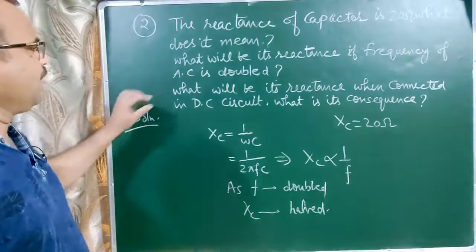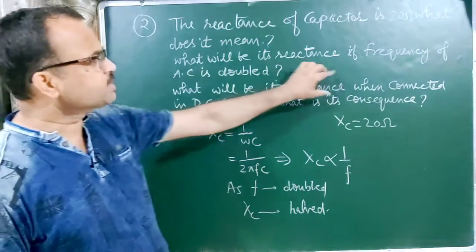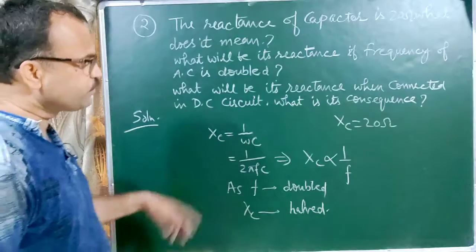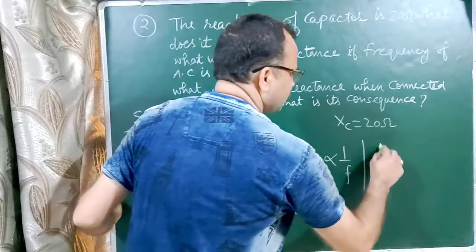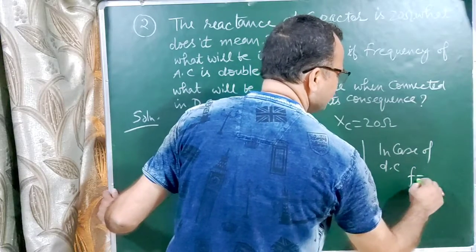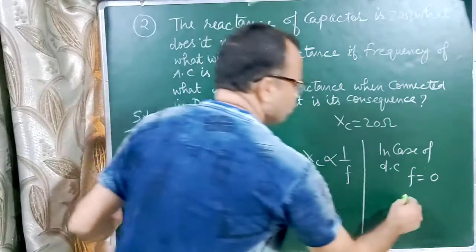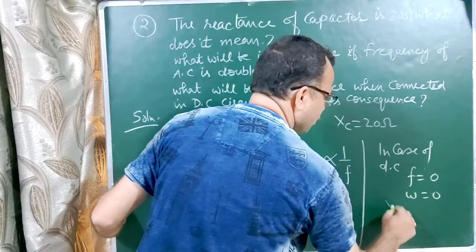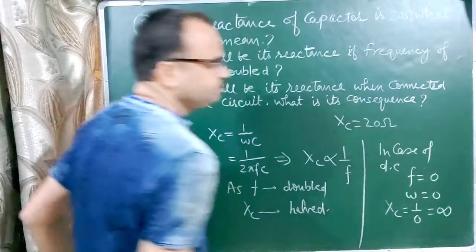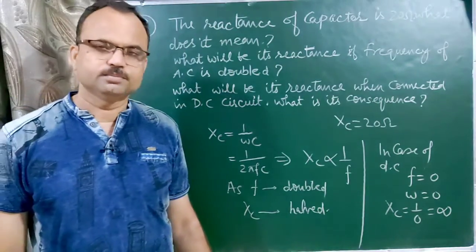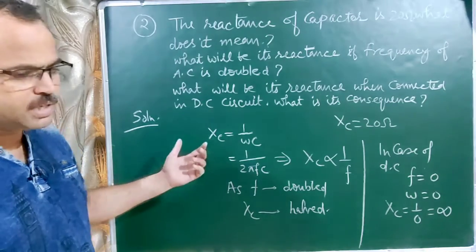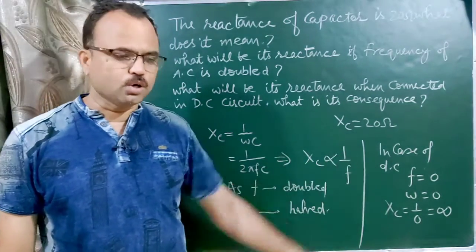Okay, and in third part, what will be reactance when connected to DC circuit? So as we know that in case of DC, f is equal to 0, omega is also equal to 0, and XC is equal to 1 upon 0, which means infinite, right? It means a capacitor cannot be used to control DC.